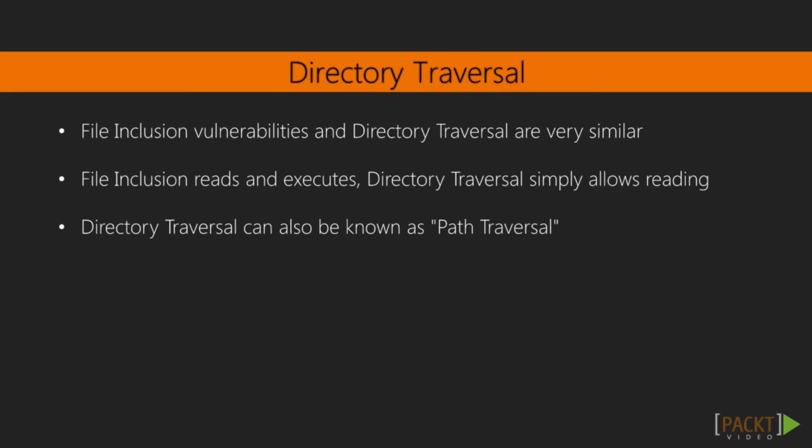So file inclusion reads and executes, while directory traversal simply allows someone to read the resource as it would be defined. So for example, if we had a download script that allowed us to download a file, maybe we could use the same sort of techniques that we used in local file inclusion and remote file inclusion to go up and down in directories with ../. We could download files that normally we wouldn't be able to. Directory traversal can also be known as path traversal, but is commonly known as directory traversal.